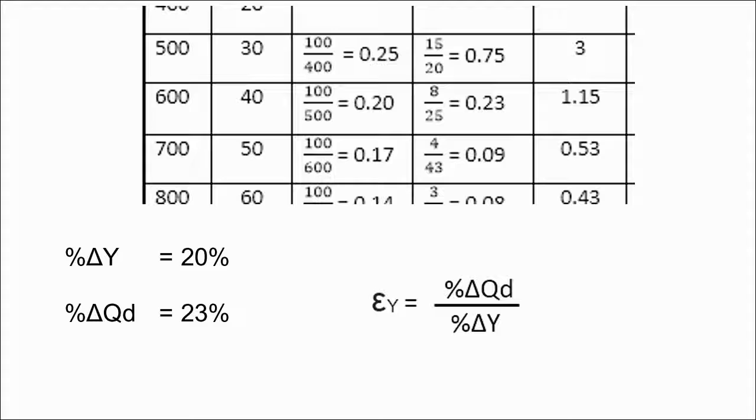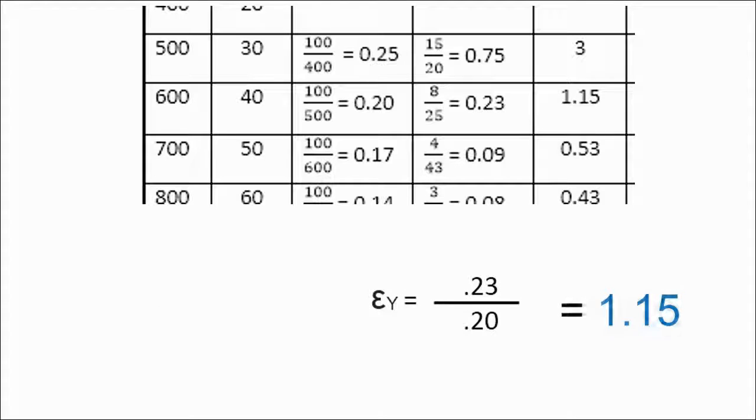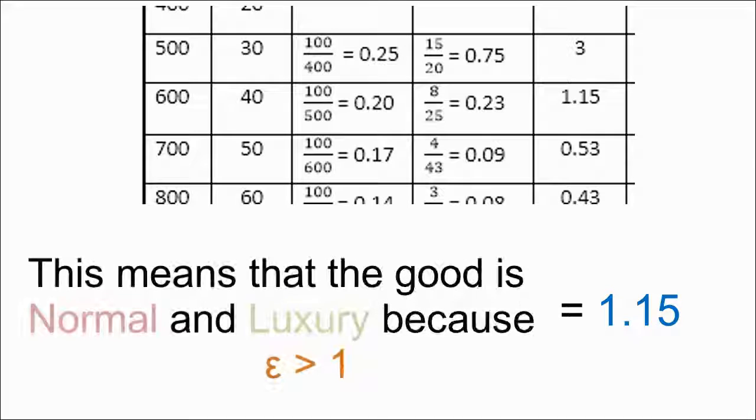Using these values, we are able to determine the income elasticity and the type of good. The good has a 1.15 income elasticity, which means that it is a normal good and at the same time a luxury good.